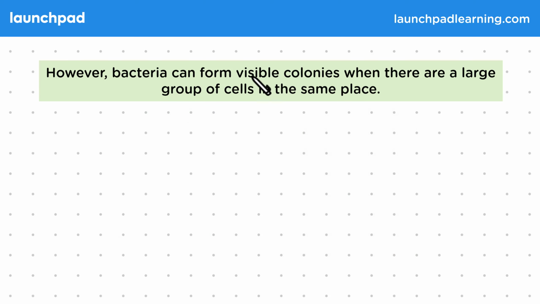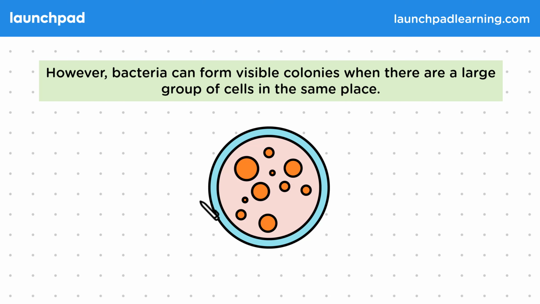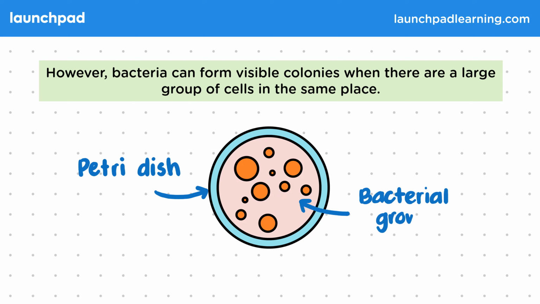However, bacteria can form visible colonies when there are a large group of cells in the same place. In this diagram, you can see a Petri dish. These orange blobs on the Petri dish show bacterial growth. These orange blobs are the visible colonies made up of loads and loads of bacterial cells.